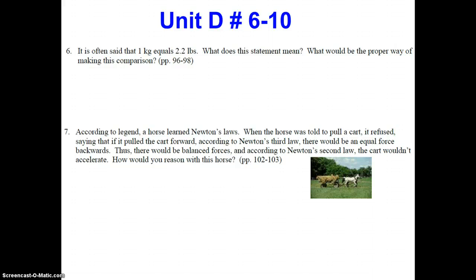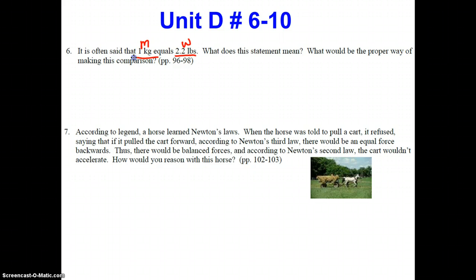It is often said that 1 kilogram equals 2.2 pounds. What does this statement mean? What would be the proper way of making this comparison? Well, kilogram, of course, is a unit of mass, and pounds is a unit of weight in the English system. So to say that the two are equal to each other is really not appropriate. It's comparing apples and oranges. What this statement really means is that 1 kilogram weighs 2.2 pounds.